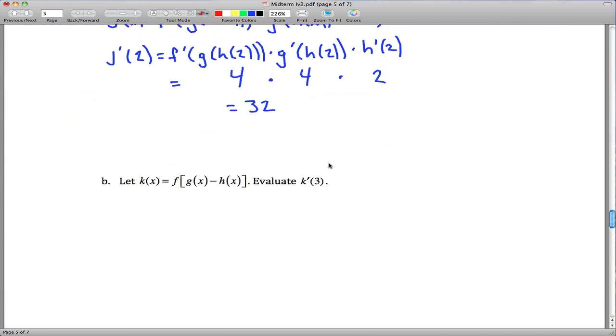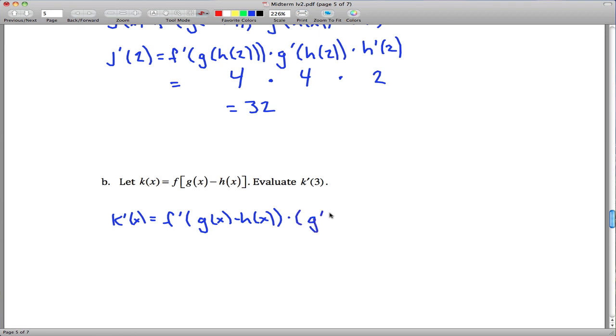Part B, kind of similar. Now we want to find the derivative of this guy. Again, it's a chain rule. The outside function is this f here. So we want k prime of x is equal to f prime of, leave the inside alone, and then multiply that by the derivative of the inside. Derivative of the inside is g prime of x minus h prime of x. If you got to here, you definitely got some of the credit for it. But to finish the problem, we've got to figure out k prime of 3.